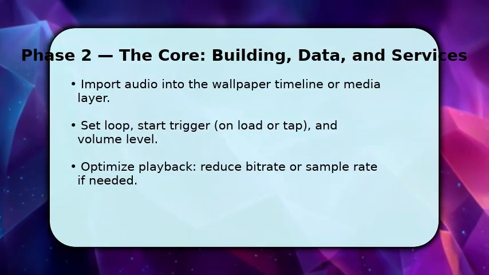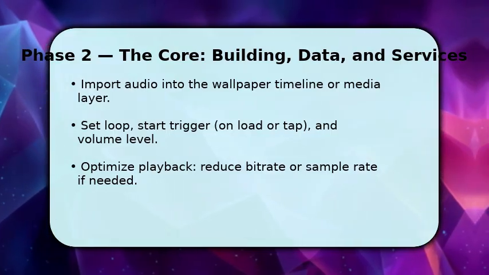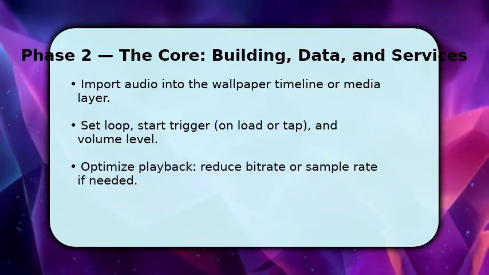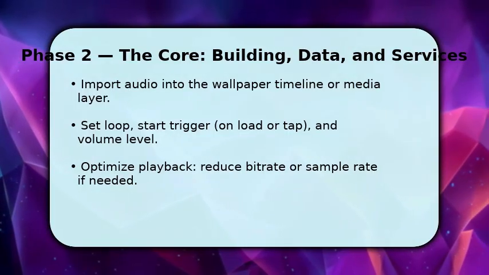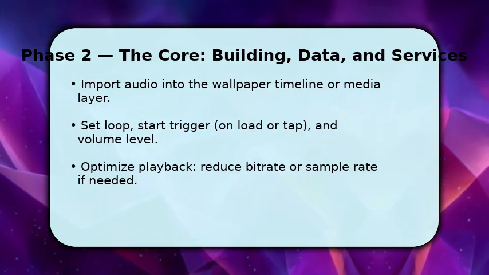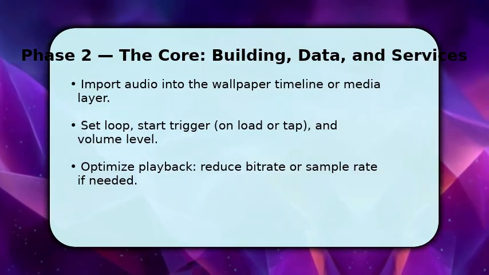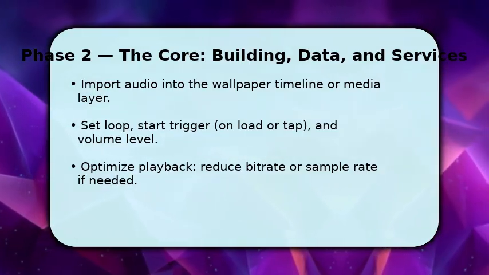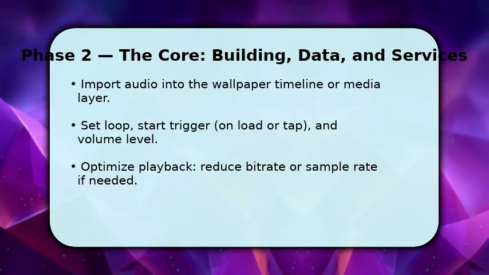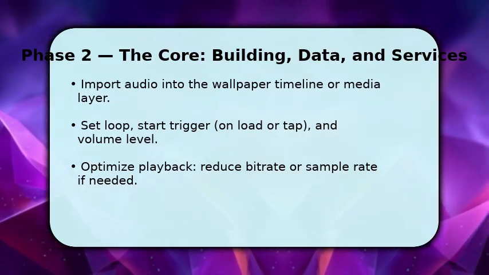Import the track as a media layer, then set its loop behavior, continuous loop for ambient sound, or play on tap for intermittent effects. Make sure to assign a start trigger, on load for automatic playback, or on tap for user control. Adjust volume inside the app, and if the file is large, lower bitrate or sample rate to balance quality and battery. Test playback inside the editor to confirm sync with visuals.